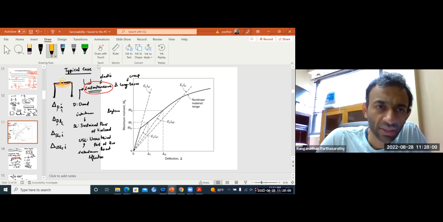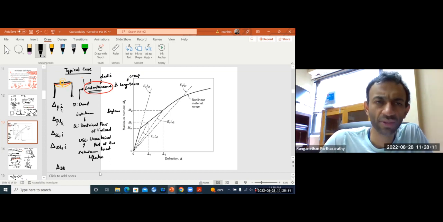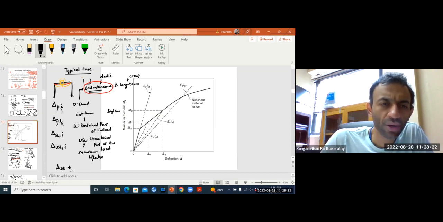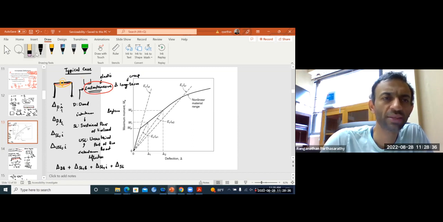So what is that additional deflection? Okay, that has a few parts. What parts? First is delta DL, long-term deflection due to dead load. You need to count that. Okay. Then long-term deflection due to sustained part of live load. Instantaneous deflection due to sustained part of live load plus instantaneous deflection due to unsustained part of the live load.